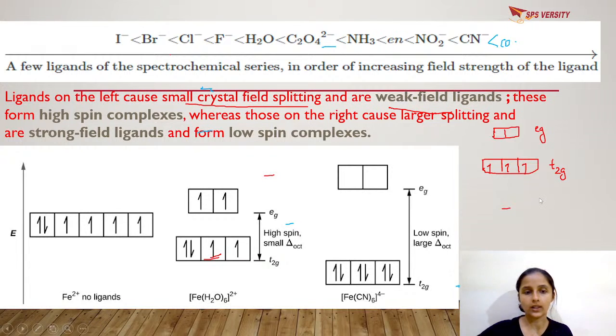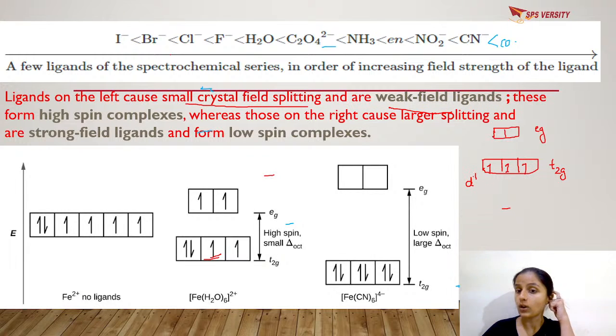Sorry for the technical glitch. I'm continuing from here. If it is a D1 configuration, one electron is going to go over here. If it is a D2 configuration, the second electron is going to go here. And if it is a D3 configuration, the third electron enters here.